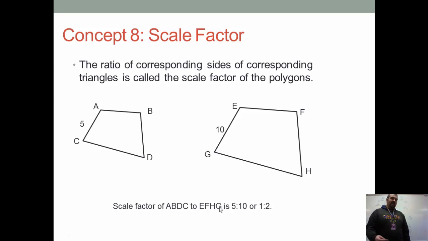So, if they're corresponding locations, and I know those polygons are similar, their scale factor is 5 to 10, or again, 1 to 2. So all I'm doing is saying, what is the ratio of their corresponding sides? If I ask for the scale factor, I'm saying, what is the ratio of their corresponding sides? It's a pretty easy question.